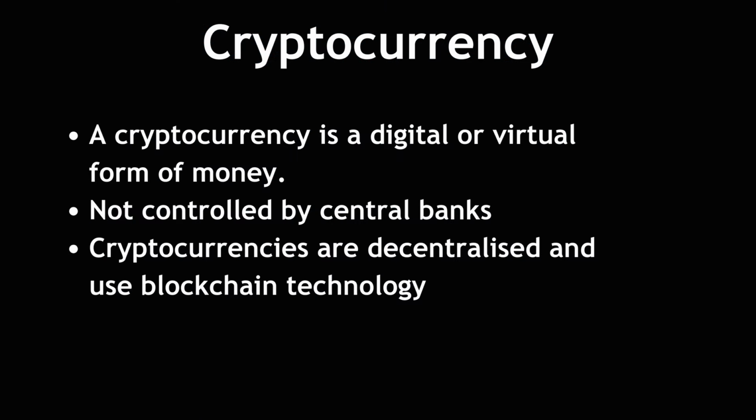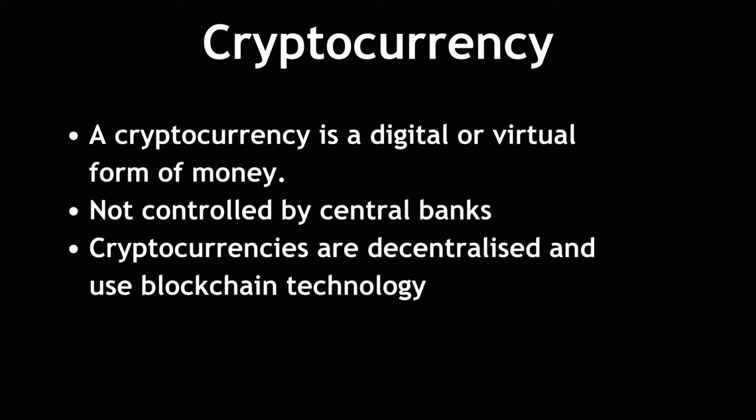Moving on. So what is cryptocurrency? A cryptocurrency is a digital or virtual form of money, but unlike dollars or euros, which are controlled by central banks, cryptocurrencies are decentralized and use blockchain technology to operate.